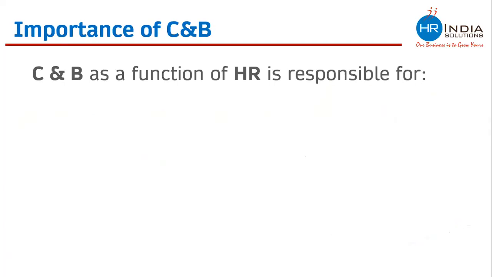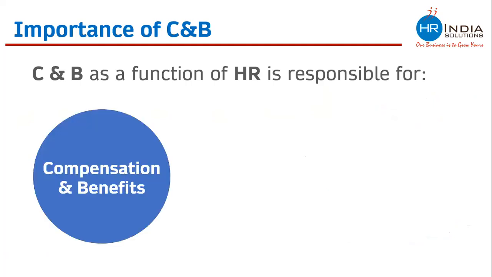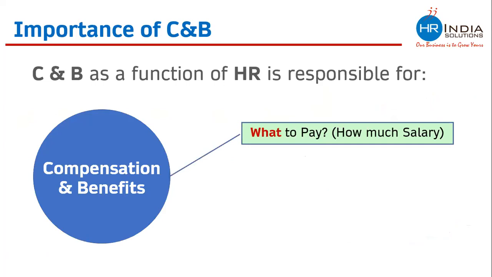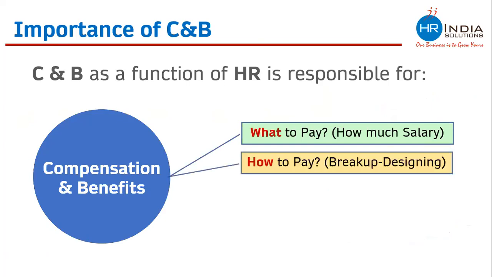So compensation and benefit is no doubt one of the most important functions of HR. Why is it important? Because the compensation and benefit function of HR is responsible for deciding what to pay. Whenever any company goes for hiring a person for any position, this function of HR decides what salary should be paid to that position. CNB as a function of HR is also responsible for deciding how to pay. I am referring to the breakup or designing of the entire package.